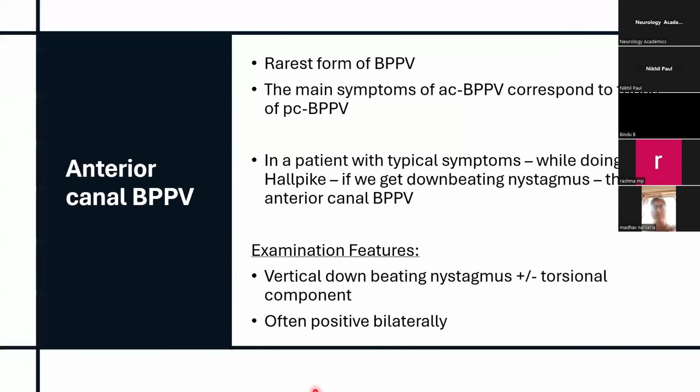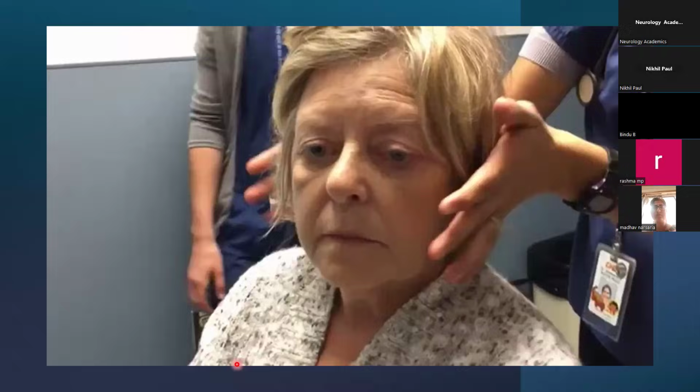It is the rarest form of BPPV. Again, the symptoms are stimulated by vertical movements. As we said, in posterior canal BPPV it is an upbeating nystagmus with a torsional component towards the affected side. Here it is a vertical downbeating nystagmus with a torsional component. And it is often positive bilaterally. For horizontal and posterior canal, we were trying to localize which side it is. For anterior canal, it is actually not needed to localize which side it is because the treatment is common for both sides. So we just have to diagnose anterior canal BPPV.